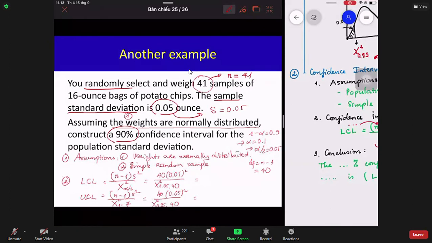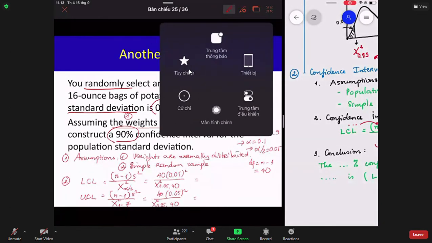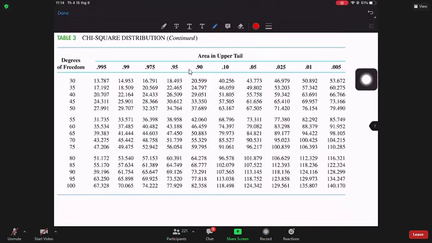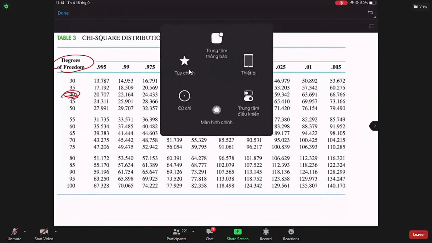So all you need to do is look up the table. Just come back to our tables here. We look for the degrees of freedom equal to 40, and alpha is 0.05 here, so it should be 55.758.